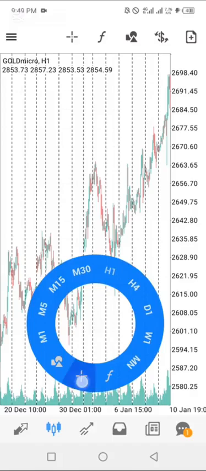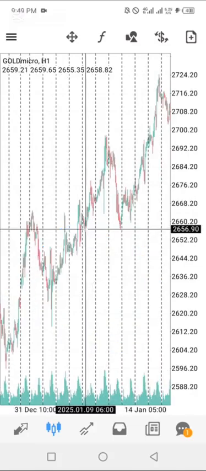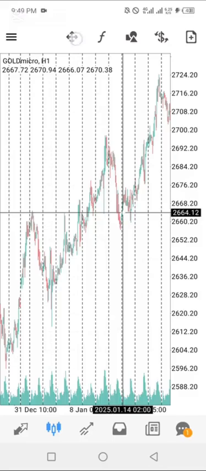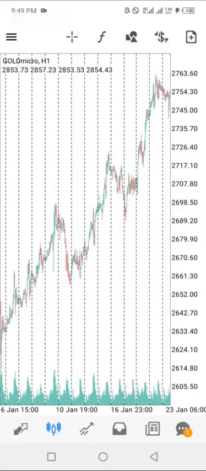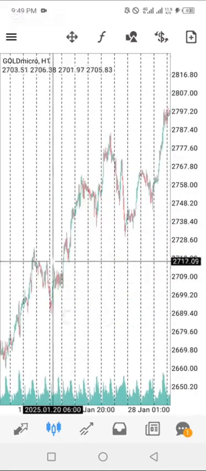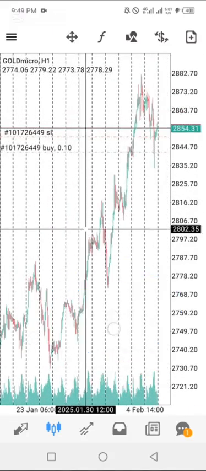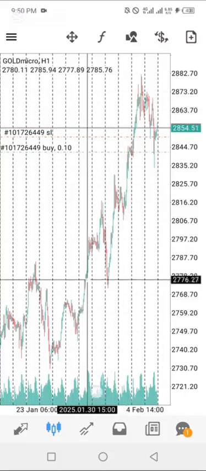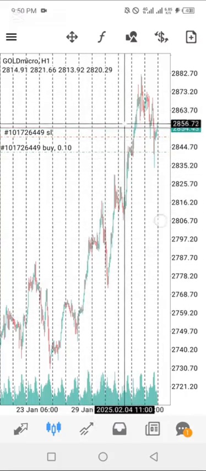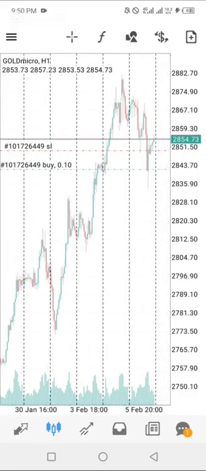Let's try to count these waves and see. We have 1, 2, look at 3, look at 4 corrective, look at 5 here. Then we have ABC. Then we'll continue again. 1, we have 2 here. Look at how choppy that 2 is. Then we have 3. Look at this move here. I see this, all of it, as a 3. Then now we have a 4.